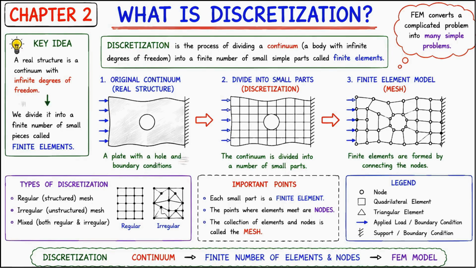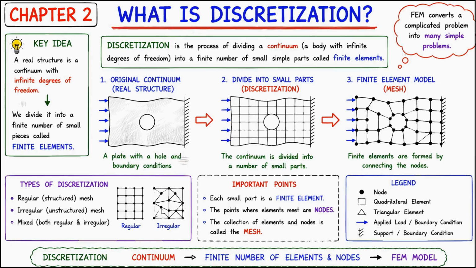Now, remember these three important definitions. Every small part is called a finite element. The points where elements meet are called nodes. And the collection of all elements and nodes is called the mesh. So the complete FEM process starts with a continuum, converts it into elements and nodes, creates a mesh, and finally builds the finite element model.